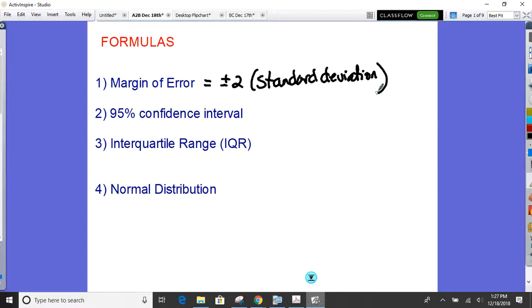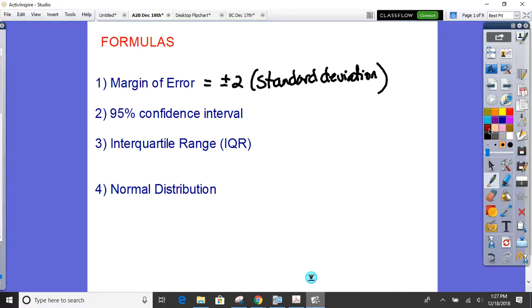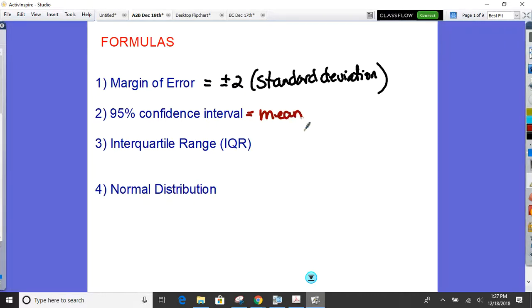Confidence interval. How do I find it? That 95% confidence interval, I do what? I take whatever the mean is, add and subtract my margin of error. Okay? Add and subtract my margin of error.